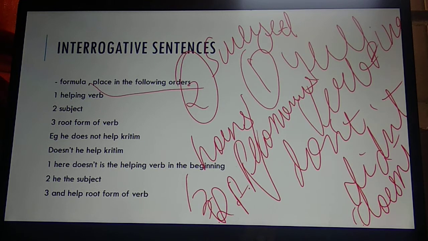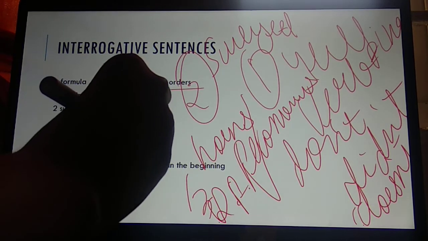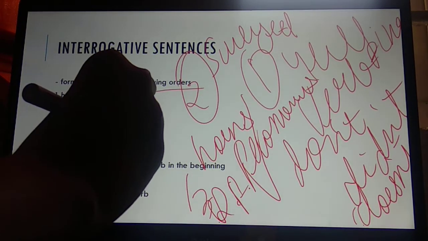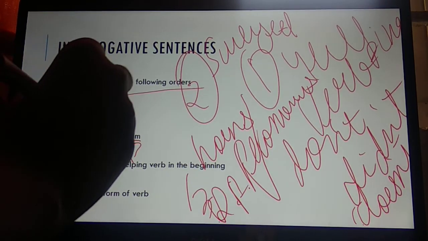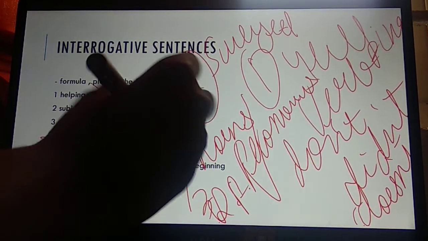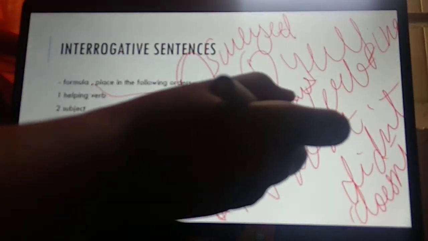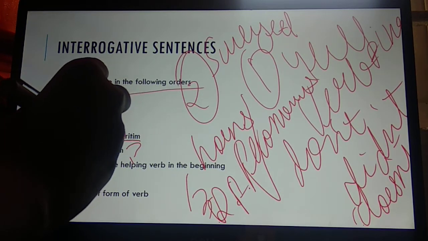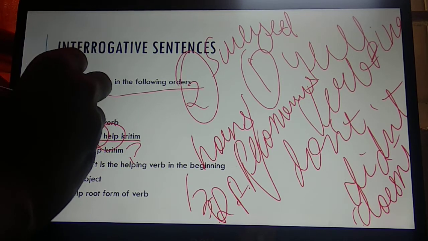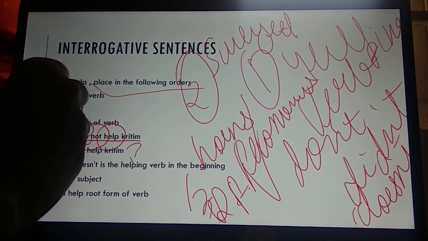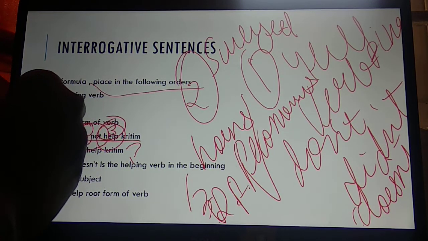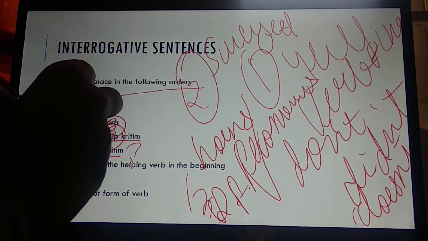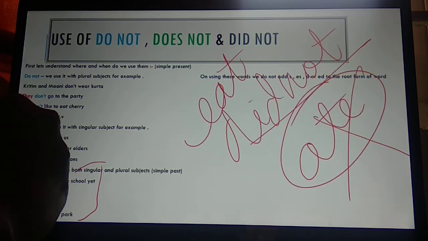For example, I have taken one example here. He does not help Kritin. So here he is the subject, does not is the helping verb, and help is the verb. So whenever we form an interrogative sentence, we always place the helping verb in the beginning, subject on the second place and the root form of verb on the third place. So it will become: doesn't he help Kritin? I hope you have understood this much.